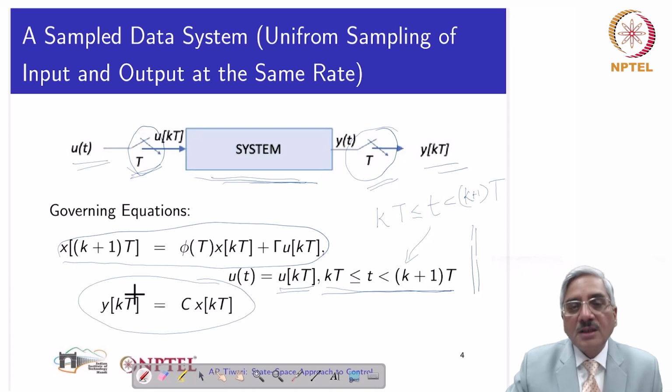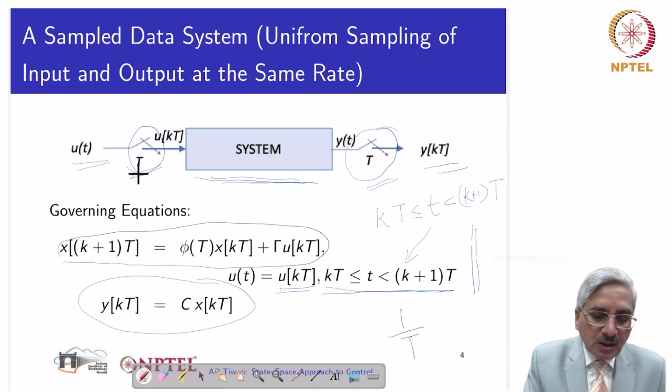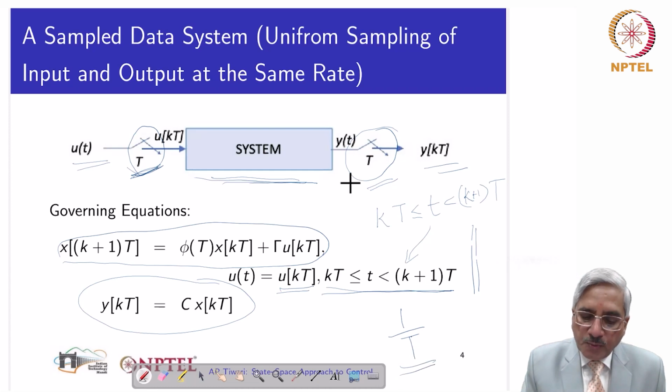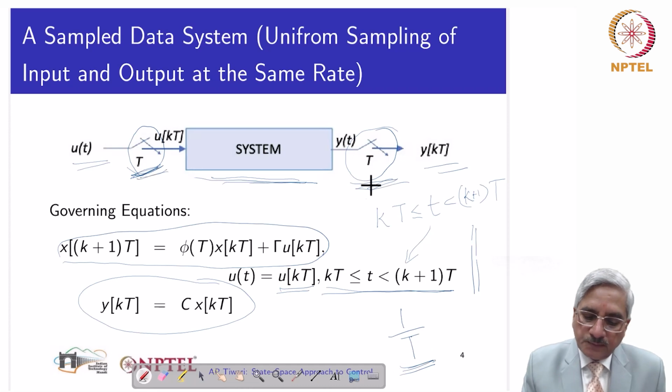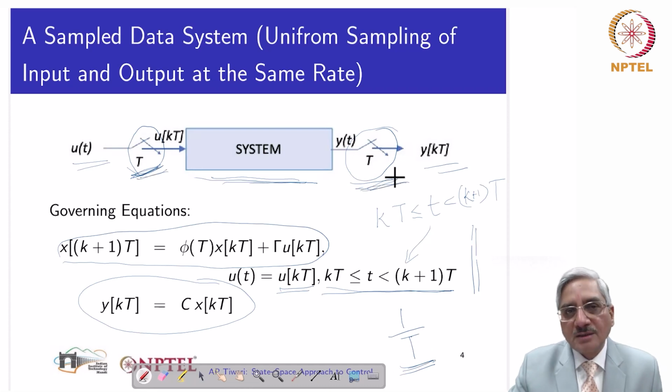Now the systems generally we come across are those in which we do uniform sampling, meaning the inputs and the outputs are sampled uniformly at the rate of 1 by T per second, T being the sampling period. So the input is also sampled at the same rate, output is also sampled at the same rate. And not only that, both the switches, the sampler on the input side as well as on the output side, are synchronized. They close at the same instant of time, and again after T at the same instant of time, after 2T at the same instant of time, and so on.